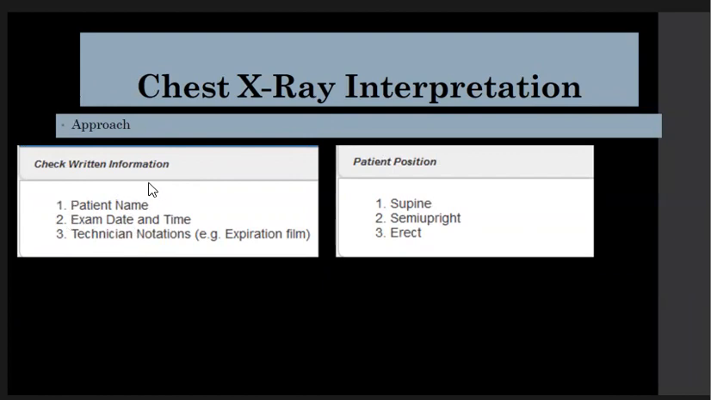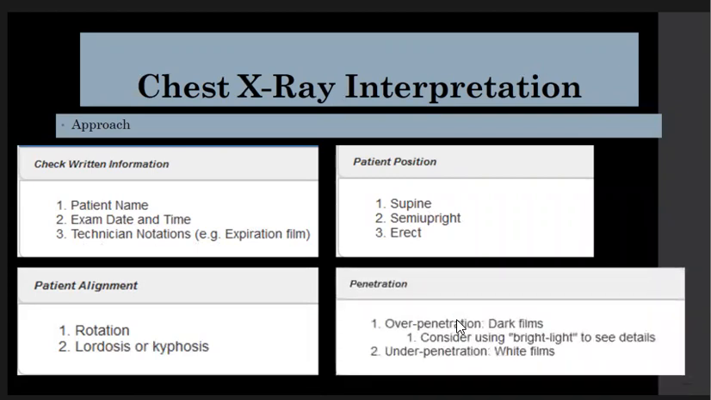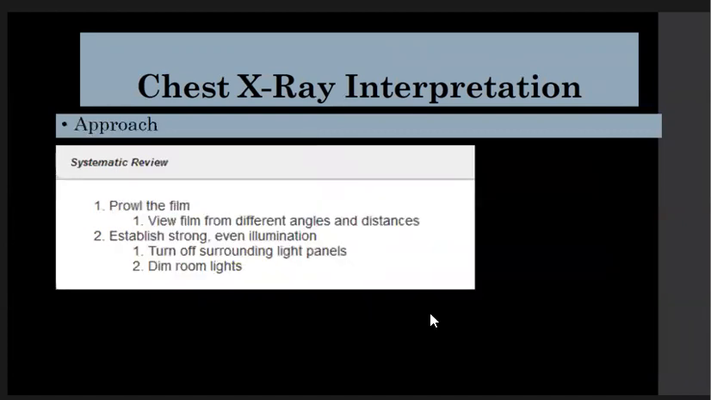Here, the general approach: we should look for the patient name if it is written, and the examination date and time if it is written, and technician notation, such as expiratory, supine, PA, etc. And check for alignment, if there is rotation, lordosis, kyphosis, and also check for the penetration of the film, if it is overpenetrated or underexposed. Check the film from different angles and distances, and this is called a broad film, and establish strong even illumination.